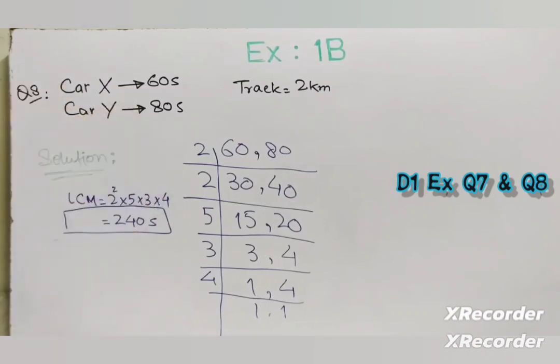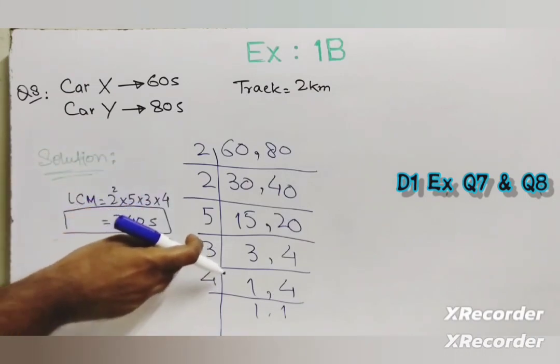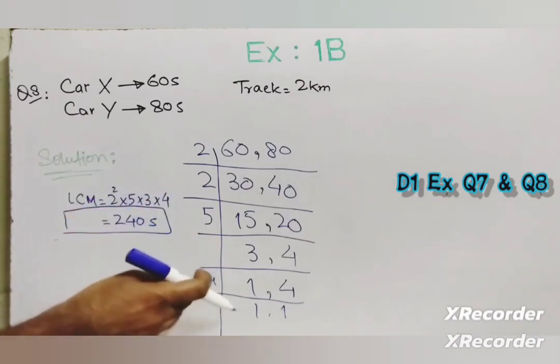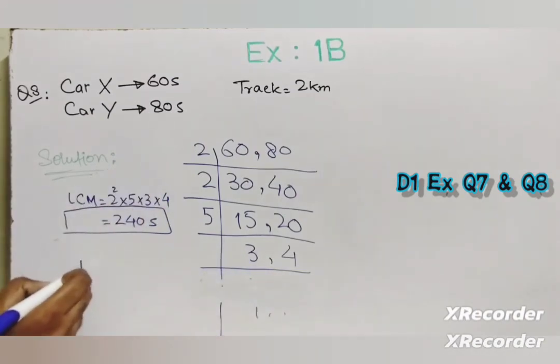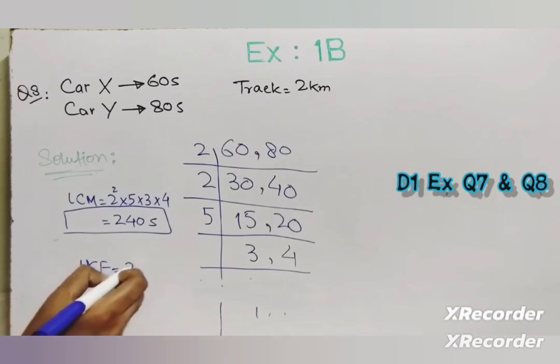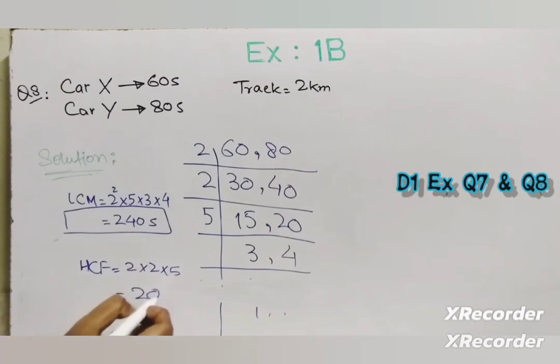For the second part, how long in minutes will it take for the faster car to be 5 laps ahead of the slower car? In this regard, we have to take the HCF, not LCM, of these two numbers. So what is the HCF of these two numbers? The common factors end at only 5. What do we get? HCF is 2 multiplied by 2 multiplied by 5, that is 20. So this is our answer. Hopefully you understand.